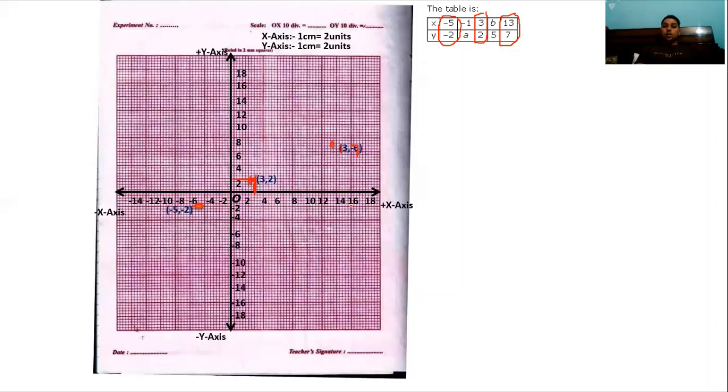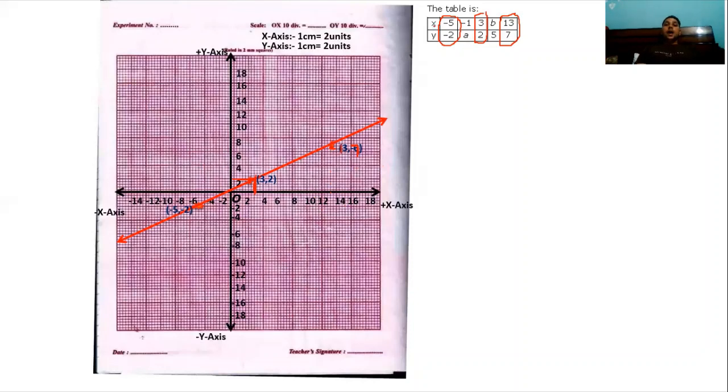How are we going to plot it? Between 12 and 14 we have the point 13, so it will be here, and between 6 and 8 we have the point 7. After joining we get a straight line. When we have a straight line, we have to find the missing values of a and b.